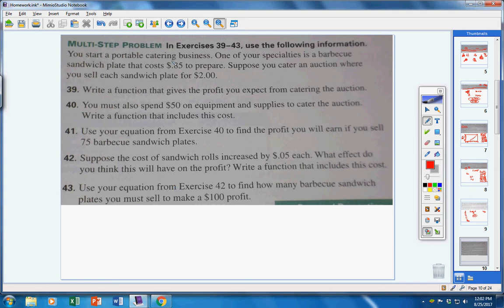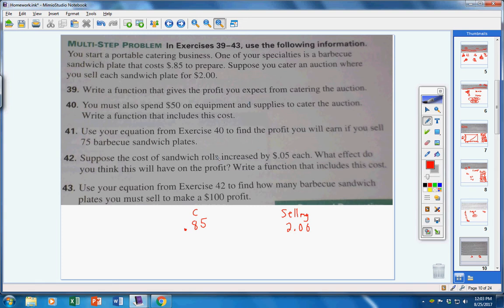You start a portable catering business. One of your specialties is a barbecue sandwich plate that costs 85 cents to prepare, so that's how much it costs you, okay? You cater an auction where you sell a sandwich plate for $2. That's the selling price, okay? So you sell the plate for $2, alright? Write a function that gives you the profit.